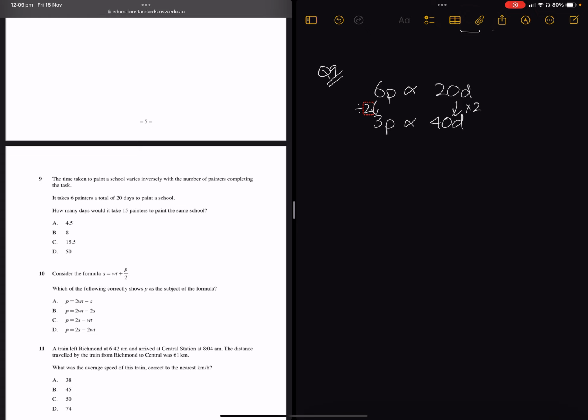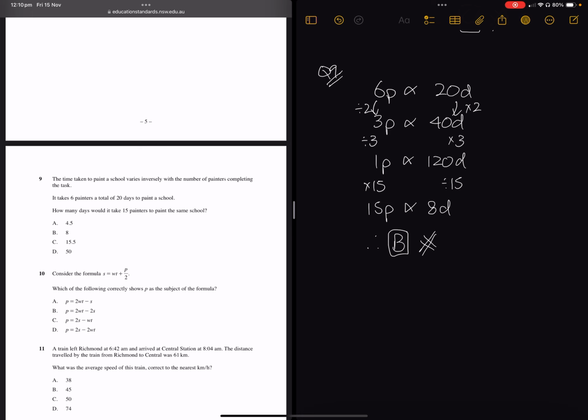So we're going to find out how long it would take one painter. So divide this side by 6, this gives us 1 painter, this is proportional. Multiply this side by 6, this gives us 120 days. So 1 painter would take 120 days. Multiply this side by 15 to get 15 painters. Divide this side by 15, 120 divided by 15 is 8. So this is 8 days, so therefore the answer is B.